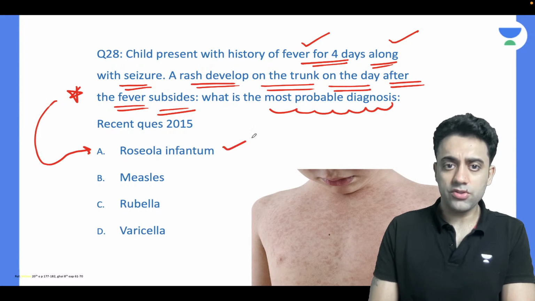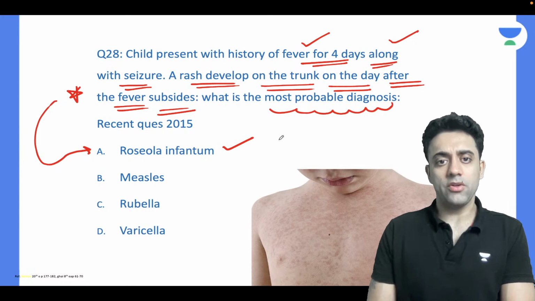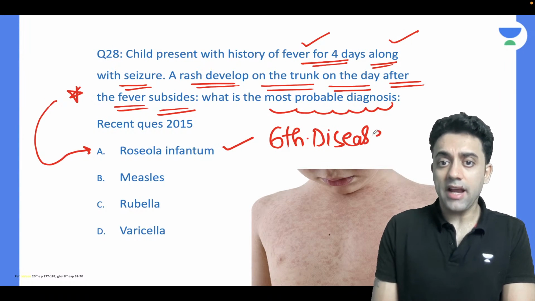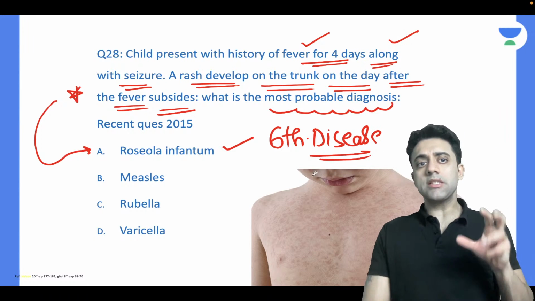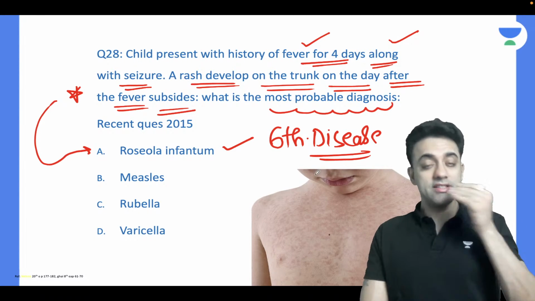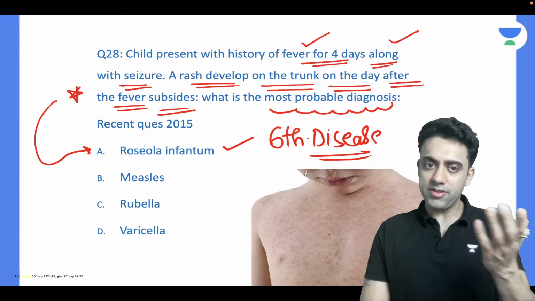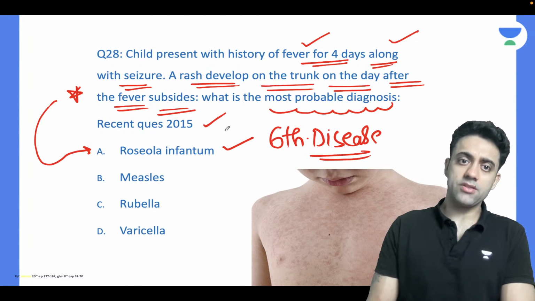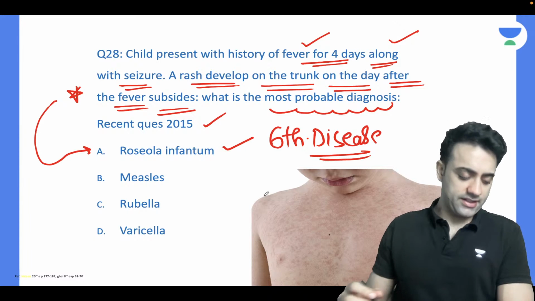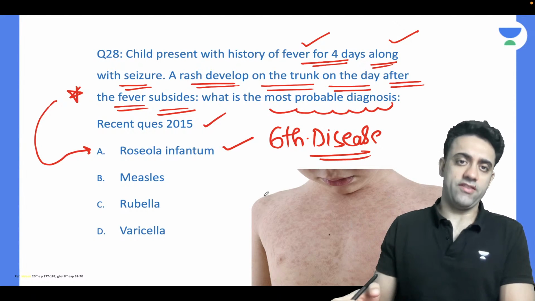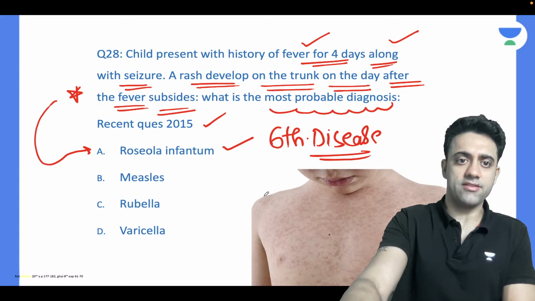The best answer is Roseola infantum, which is known as sixth disease. I told you in the previous classes, once the fever subsides, then the rash will come. That only and only happens in Roseola infantum. It's a recent question, 2015, and that's the highlighter: a rash develops on the trunk on the day after the fever subsides. So Roseola infantum is the best answer.